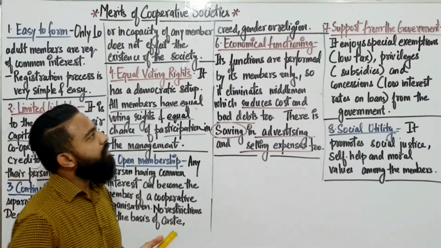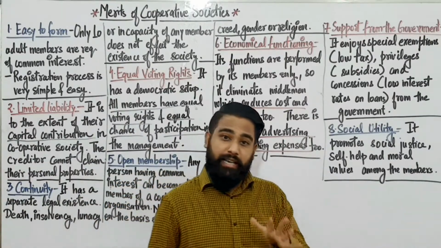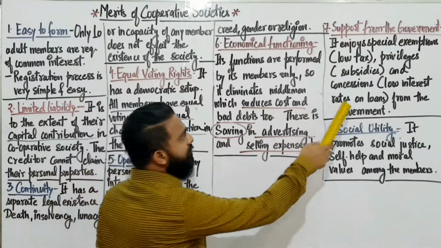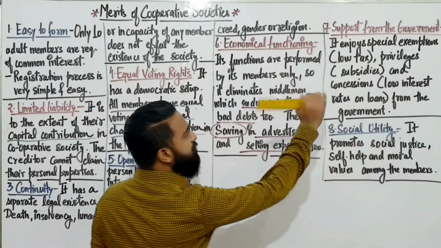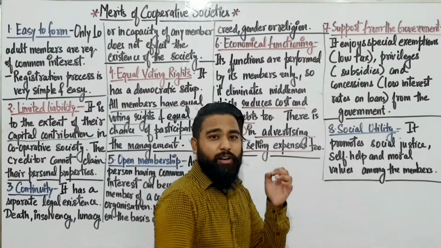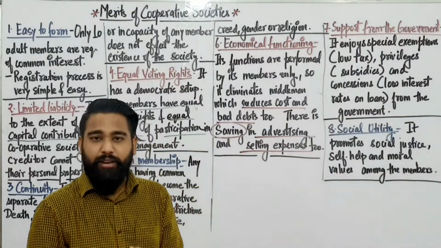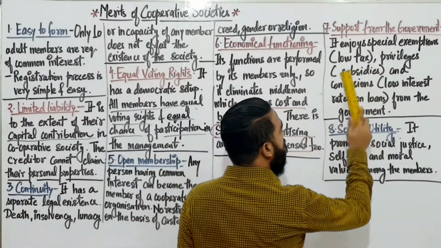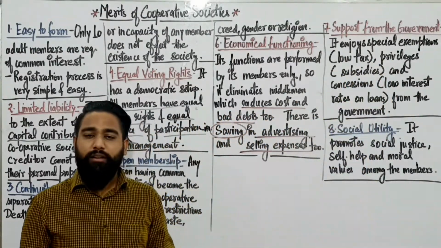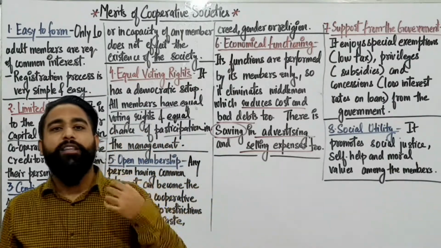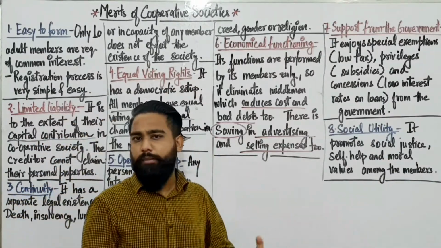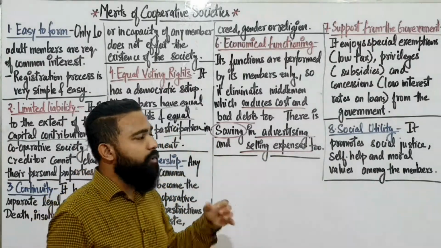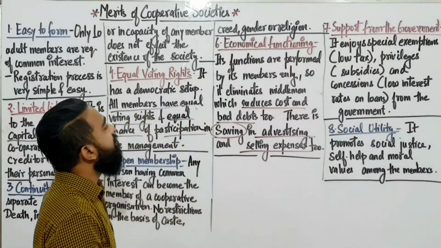Now the 7th one, support from the government. Yes, the government supports the cooperative societies a lot. The cooperative societies enjoy special exemptions, like they have to give no tax or low tax. Fine, they have to give a little amount of tax. They have the privileges of subsidies. The government helps them. Government provides them lots of things, maybe raw material or maybe equipment. Government gives them subsidies, that much amount of help which is needed by the cooperative societies.